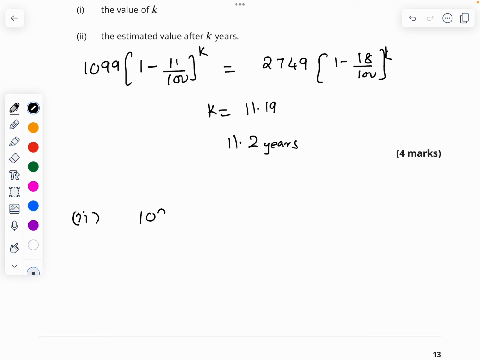So it is 1099 times (1 minus 11/100) to the power of 11.19224536. Full calculator display you have to take. You should be getting 298.23 as the final answer.